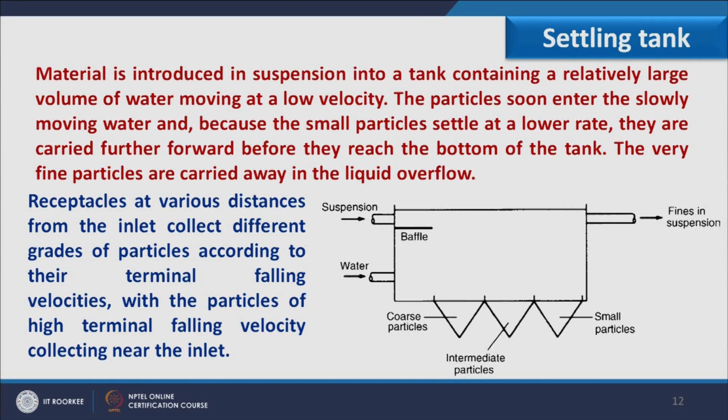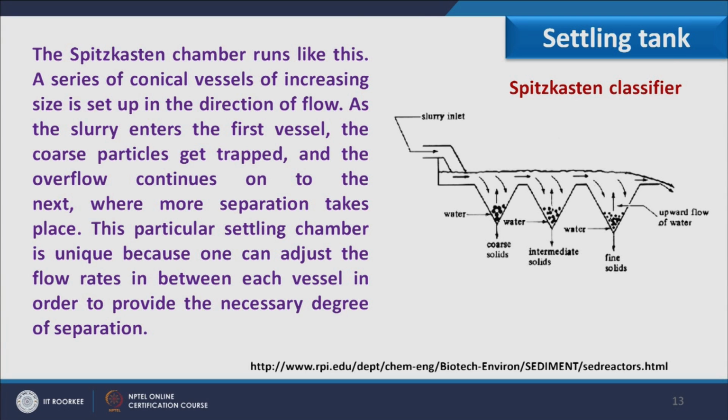So, you can see that based on differences in their terminal settling velocity, particles keep settling in different zones or chambers. In this slide, we have another settling tank, which we call the Spitz-Carsten classifier. Now, what is this Spitz-Carsten classifier? If you see in this schematic, we have different chambers, as in the previous slide also, but what is the difference? These chambers keep on increasing in area.